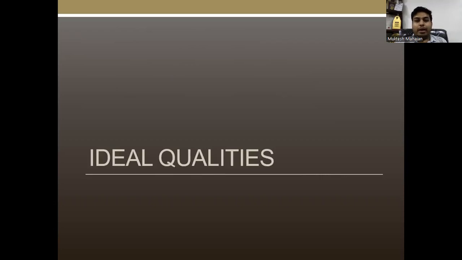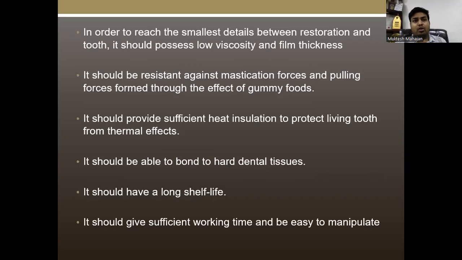We are going to discuss some ideal qualities which all luting cements should possess in order to reach the smallest detail between the restoration and the tooth. It should possess low viscosity and low film thickness. It should be resistant against the masticatory forces and the pulling forces formed through the effect of gummy foods.